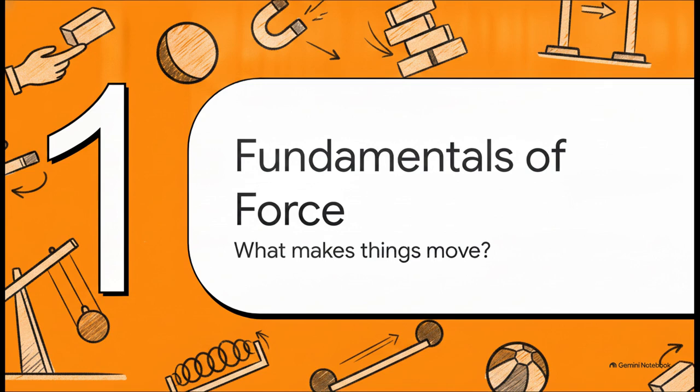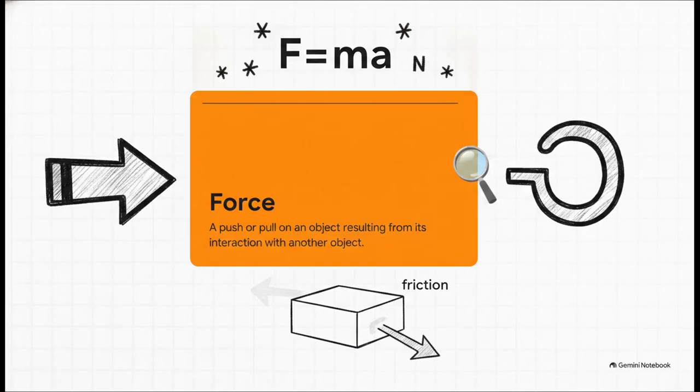What actually makes things move? To truly understand motion, we have to start with the absolute most basic building block of mechanics, force. Force, simply put, is the external agent that interrupts an object's inherent laziness. It is a push or a pull that results directly from an interaction with another object. We measure this force in newtons, and it's represented by the famous formula, F equals ma.